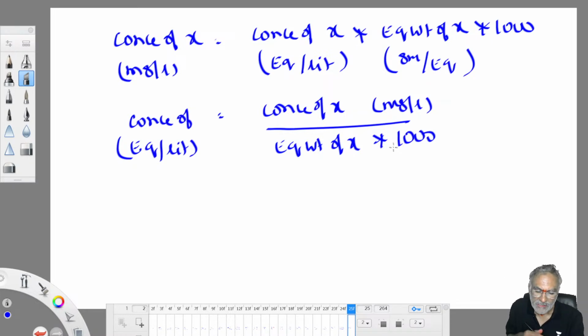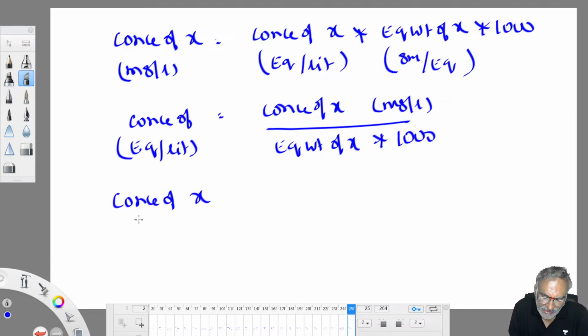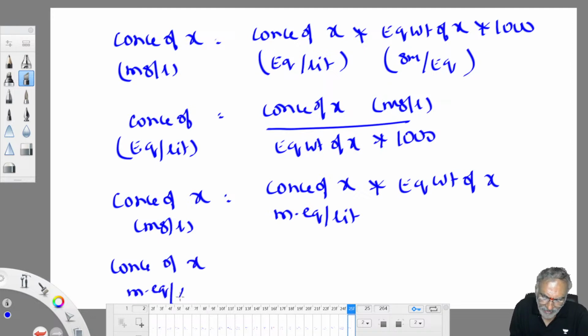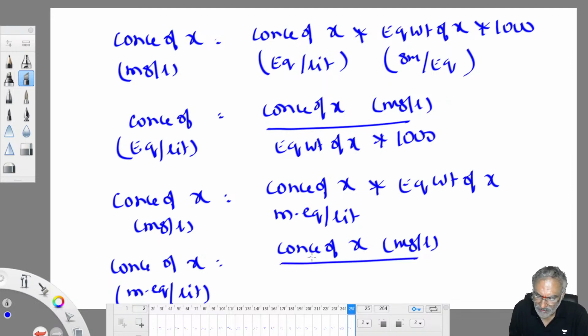Conversions. Similarly, milliequivalents per liter is very popular. If you want to work out the concentration of X in milligram per liter, and the concentration of X is given in milliequivalents per liter, just multiply with the equivalent weight of X. Or if you want to find out the concentration of X in milliequivalents per liter, then what you need to do? Divide the concentration of X given in milligram per liter by the equivalent weight of X. That's all. This much idea is there.